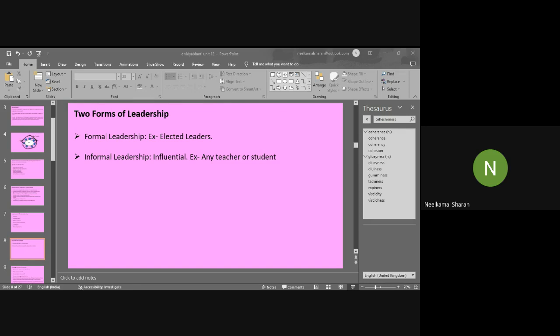Okay, but in opposite to that, informal leadership is influential leadership, and this deals with the influence exerted by a person who becomes influential because they possess some specific skills that meet the need and resources of others.